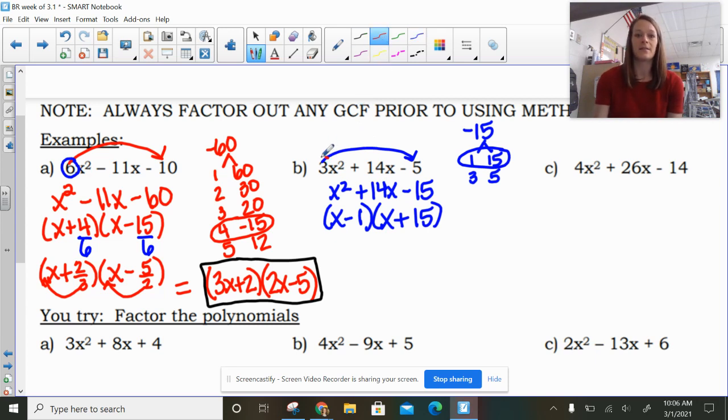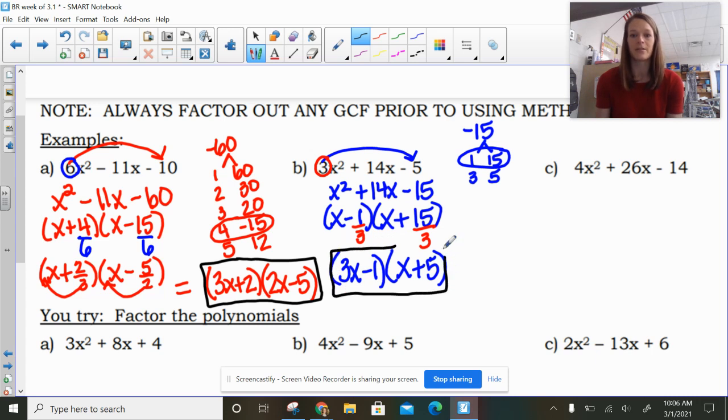Now, I have to take this 3 that I multiplied and divide it back out. So 1 divided by 3 cannot be simplified, so I bring the 3 up. It'll become a 3x minus 1. And then 15 divided by 3 is 5. That's all you can do with that one. So that is your answer for that one.